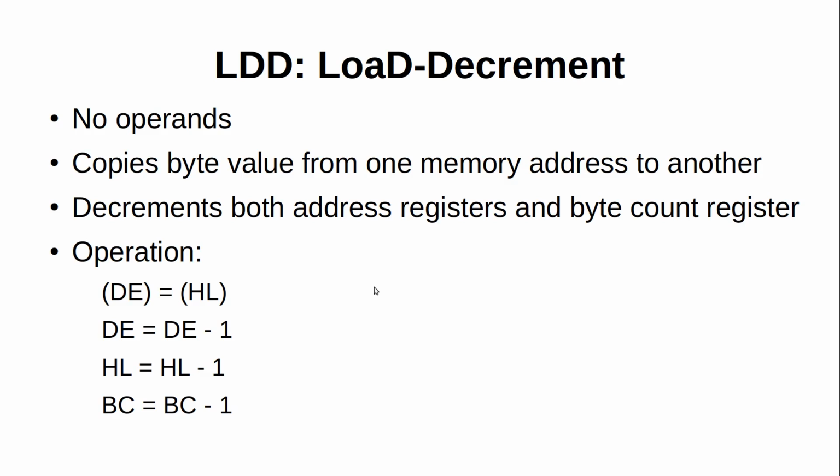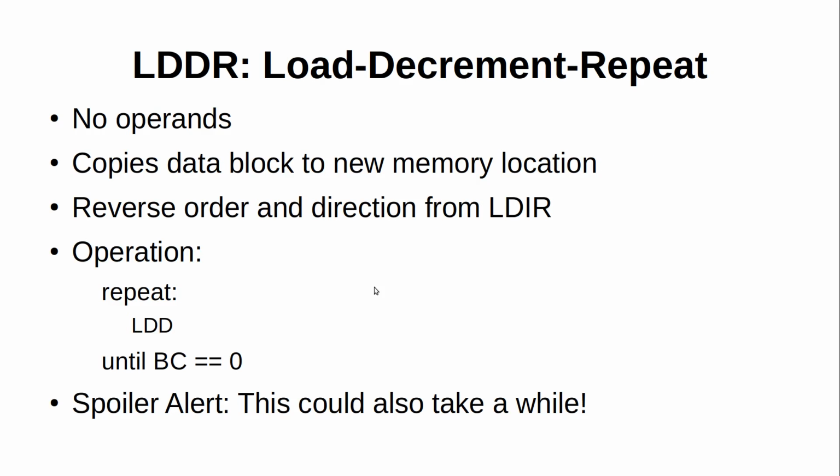And of course, if your copy loop doesn't need to do anything else, the Z80 still has you covered. LDDR, or load decrement repeat, will do that backwards copy loop in a single instruction. It takes exactly as long as an LDIR instruction copying the same data, but depending on how your program and data are structured, this may be a better option requiring less code to set up.